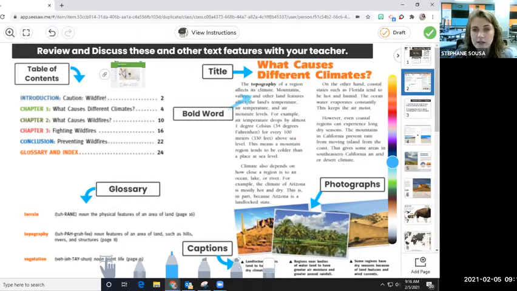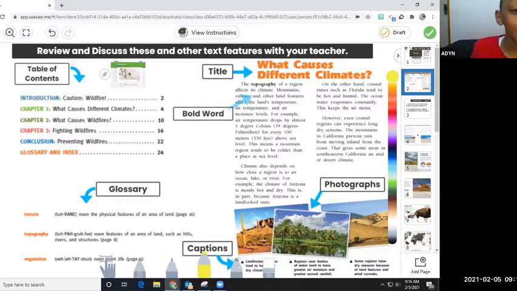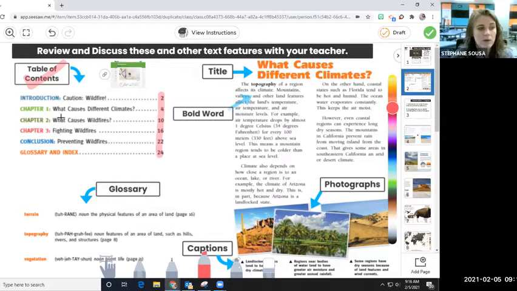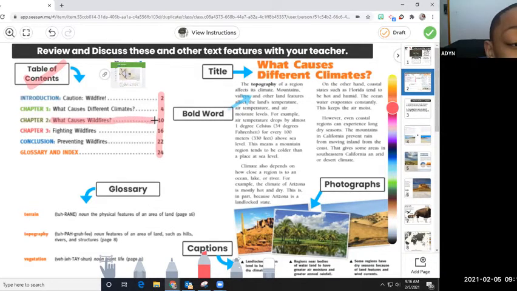Help me out, friends. 8 and G, what's a text feature you know? A text feature is the table of contents, because it tells you what is on pages that you want to learn about. Excellent. So if I wanted to learn about what causes wildfires, I would go to page 10.